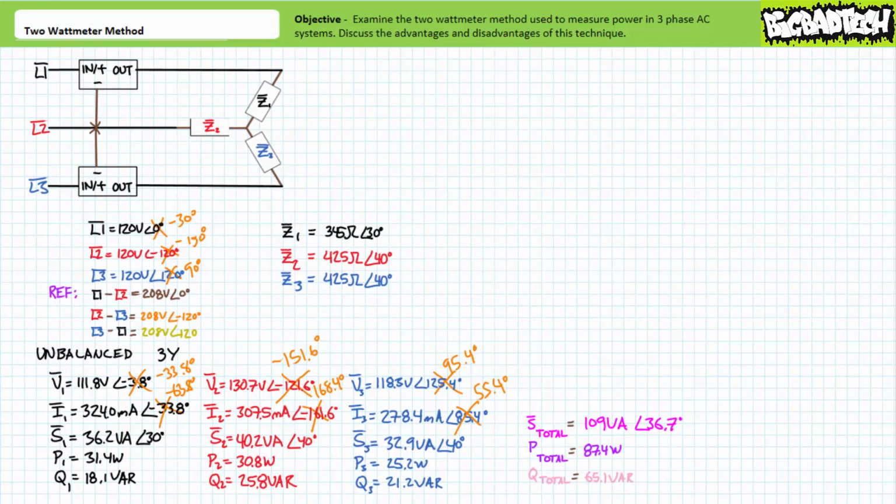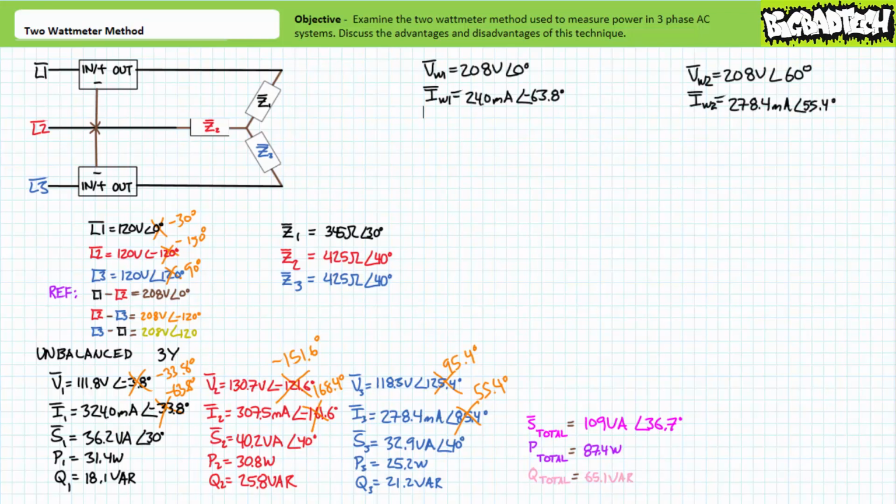Really, we only need to compensate for L1 and L3 current values. Line L1 current reading would be 324 milliamperes at an angle of negative 33.8 minus an additional 30 degrees, or negative 63.8 degrees if we employed L1, L2 as our reference. Similarly, line L3 current reading would be 278.4 milliamperes at an angle of 85.4 degrees minus an additional 30 degrees, or 55.4 degrees using our new reference. Power figures remain unaffected.